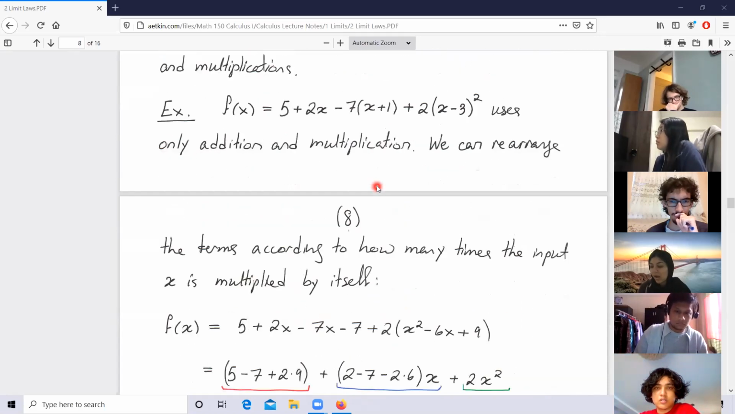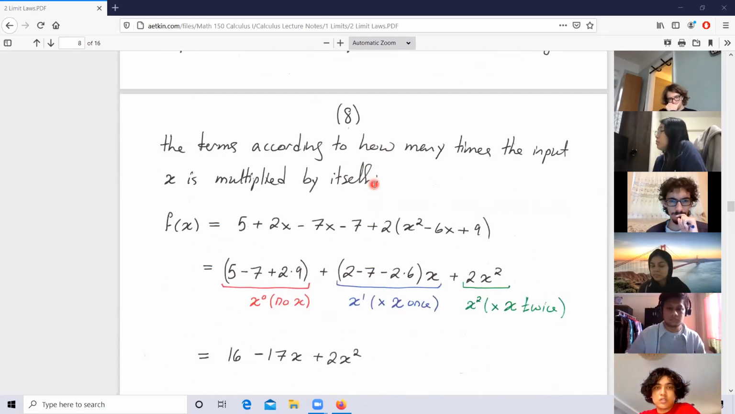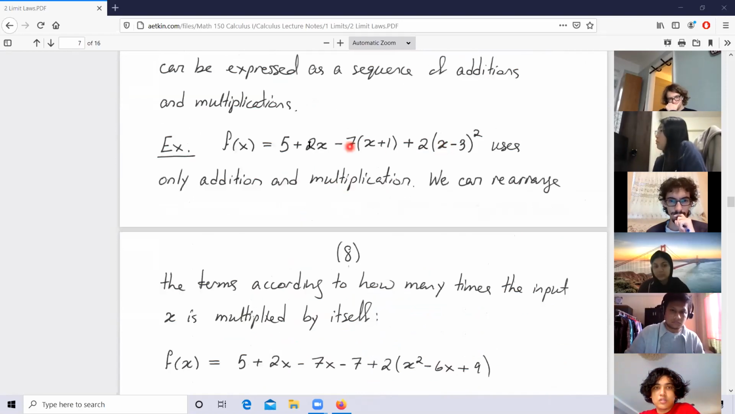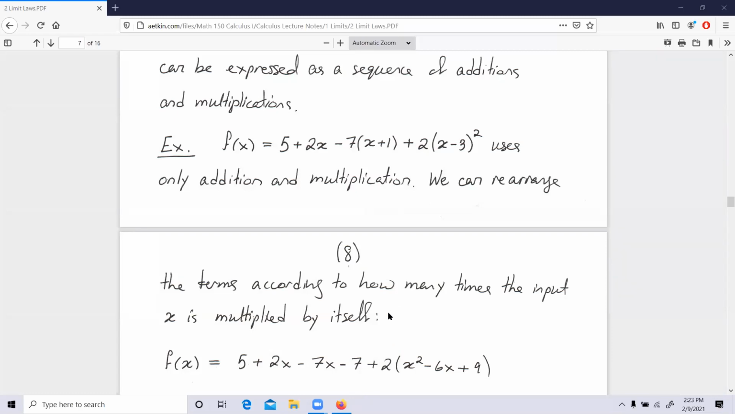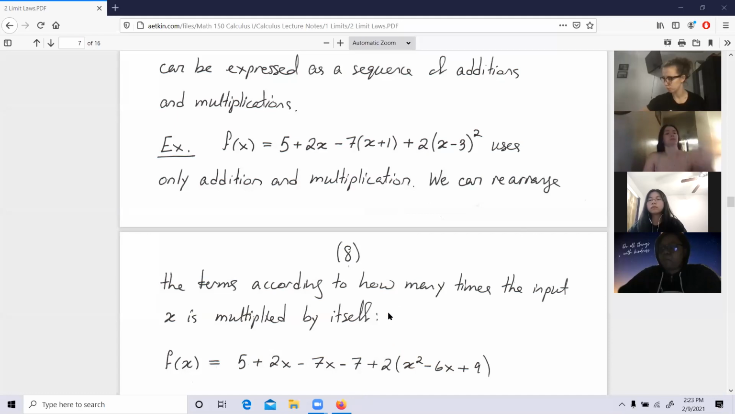But I can decide to present this information by regrouping. Just changing the operations, expanding, squaring this thing. You see what I do here? I expand the square, I simplify everything. And I can group the expressions based on the number of times the variable x was used.